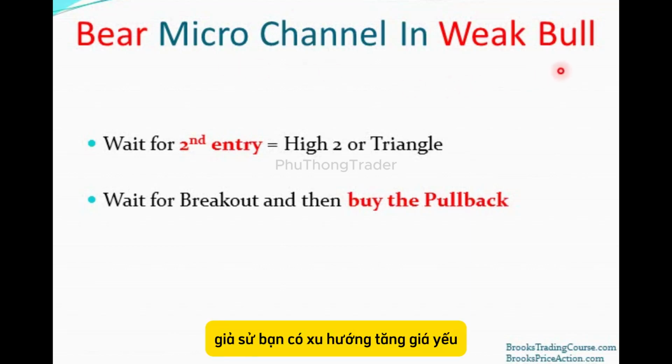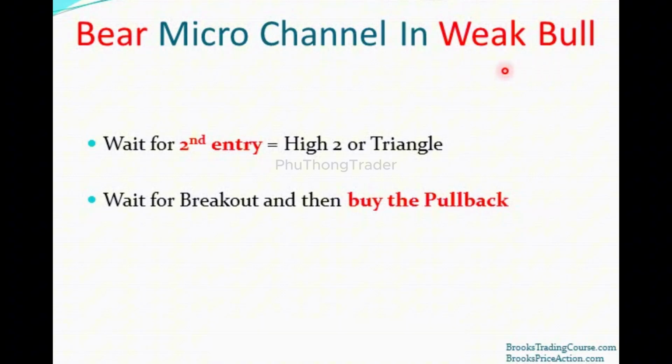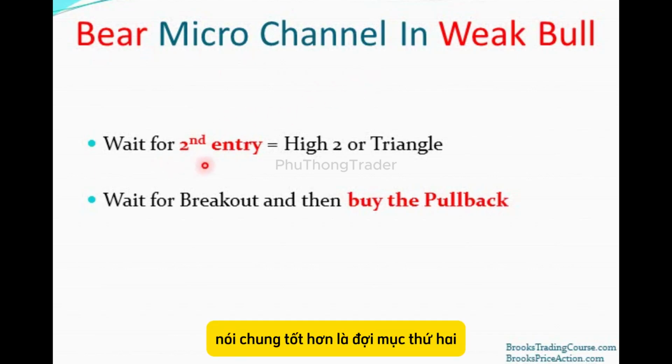Suppose you have a weak bull trend, in other words, a bull channel, and within that weak bull trend, you have a bear microchannel. In general, it's better to wait for a second entry, like a high 2 or a triangle. Or you can wait for the breakout and then buy the pullback.